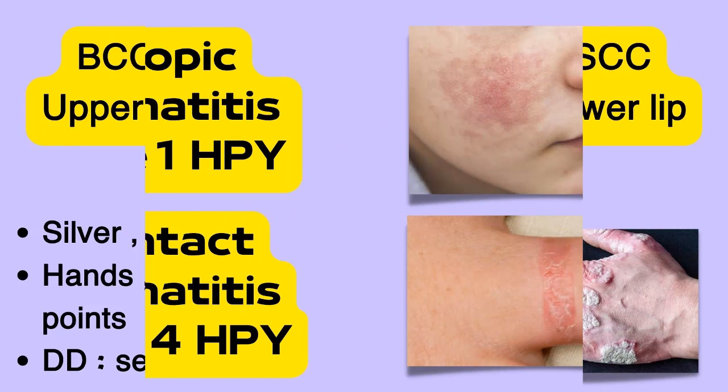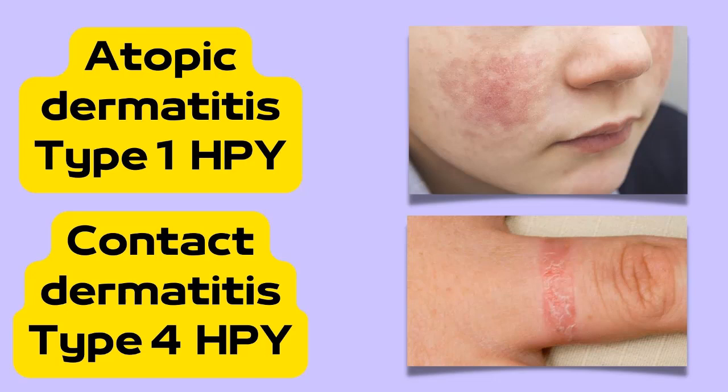Guys, this is atopic dermatitis on this little child's face. This is how a kid with an allergic diathesis usually starts their disease. I'm really familiar with this. All my grandchildren got this. And so they get this eczema, or what they call atopic dermatitis. You can see this kid's mouth is open, probably is a mouth breather. It's type 1 hypersensitivity.